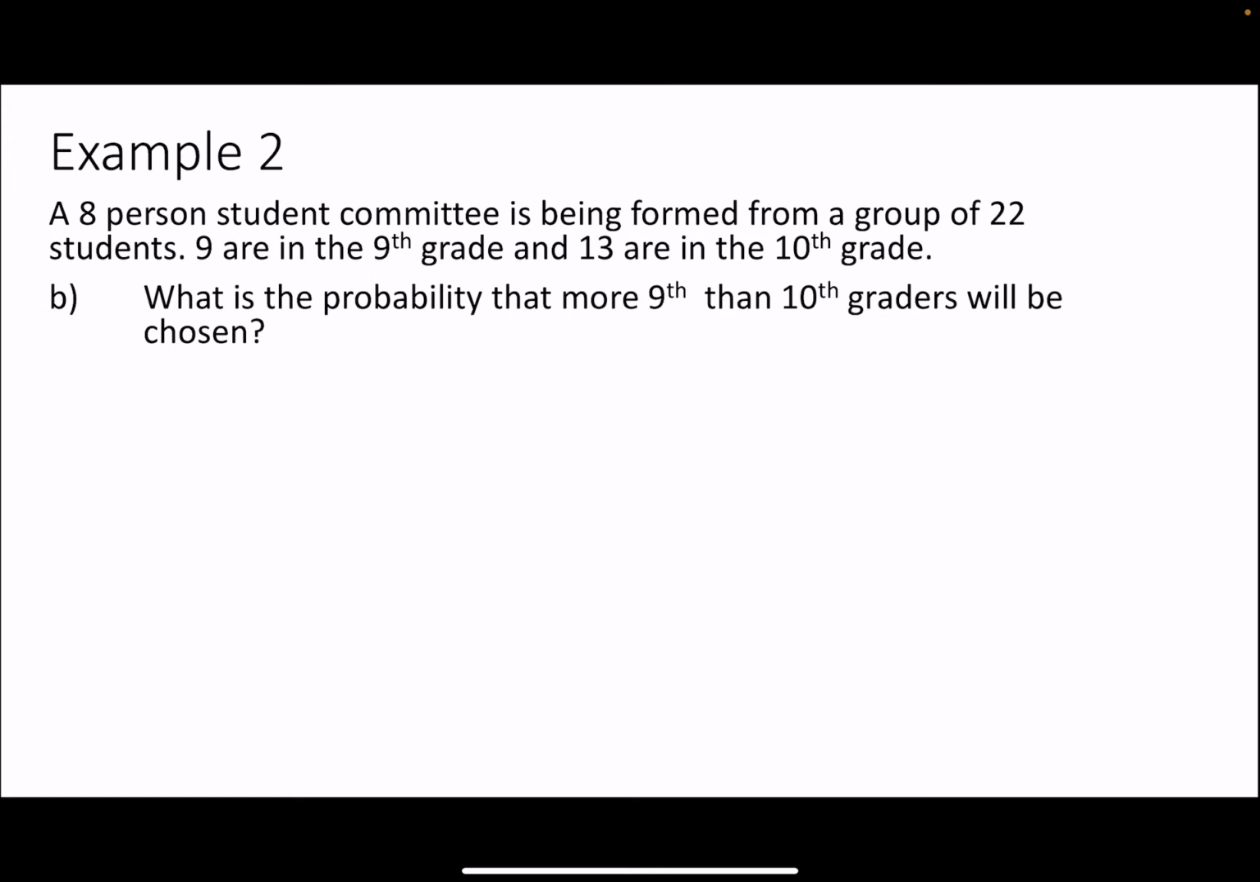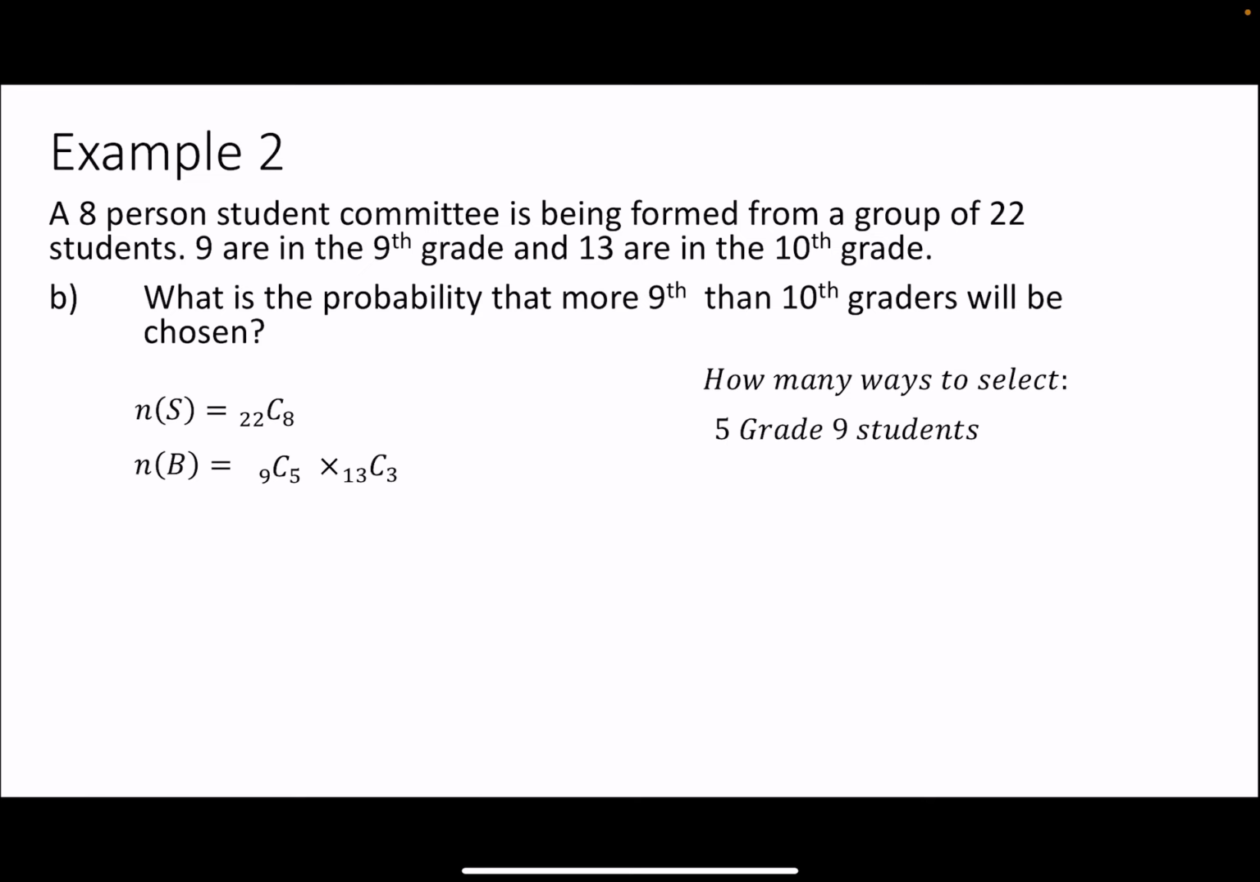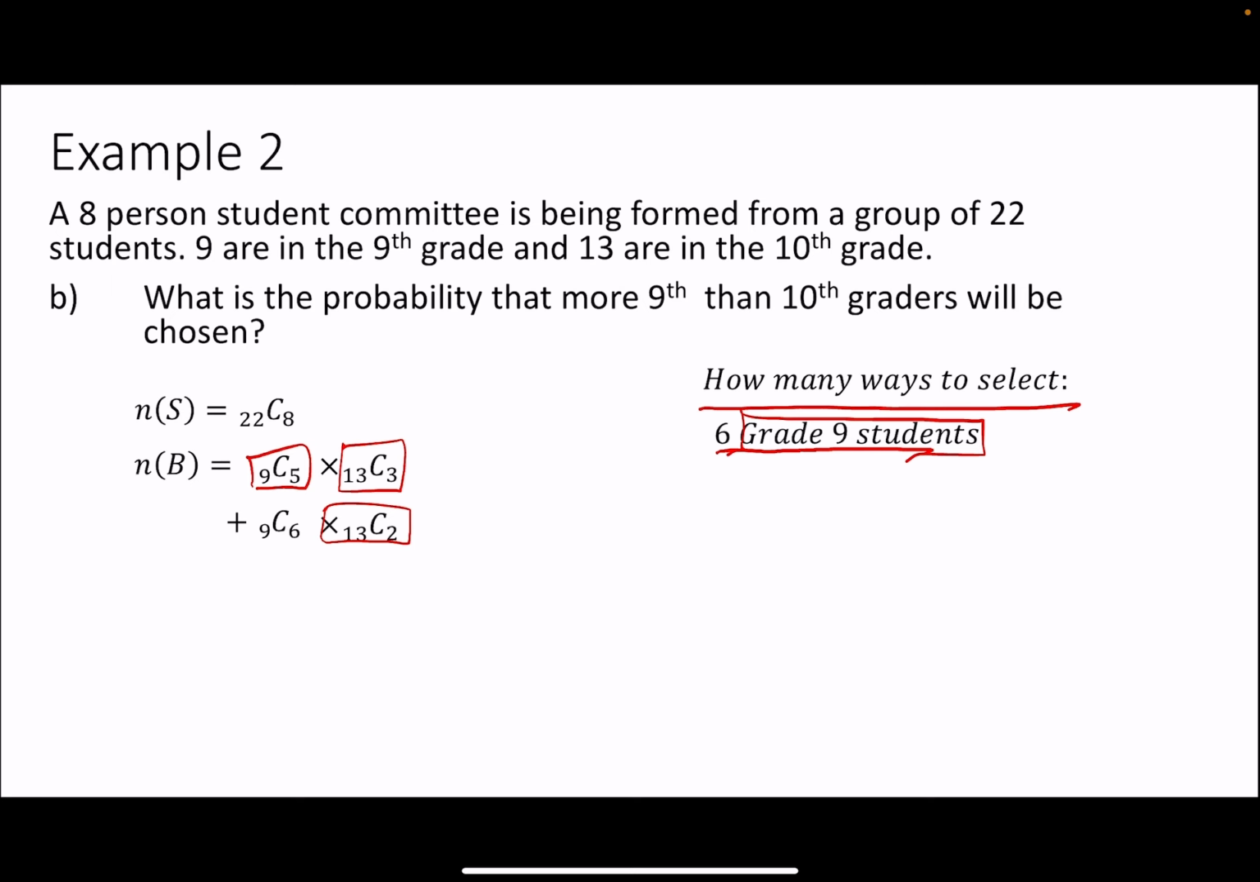What is the probability that more 9th graders than 10th graders will be chosen? So how many ways are there to select 5 grade 9 students? There is 9 choose 5, and then we'll choose 13 choose 3 10th graders. How many ways are there to select 6 grade 9 students? Well, add that. 9 choose 6, and then for every way I choose that, there's 13 choose 2 ways to choose the grade 10s.